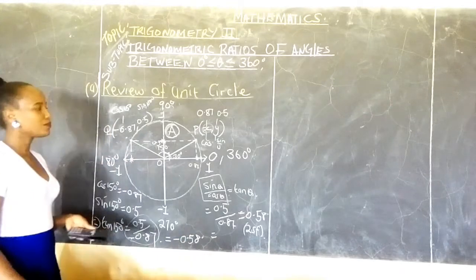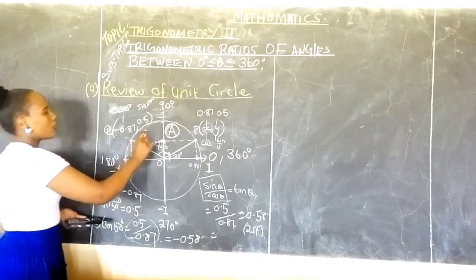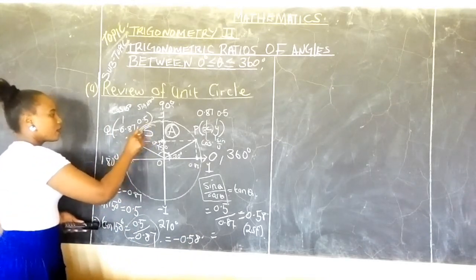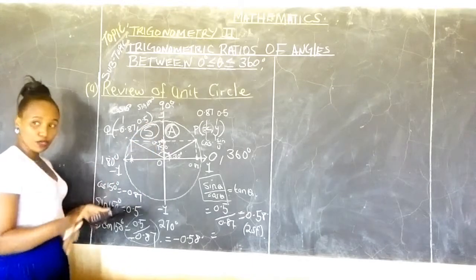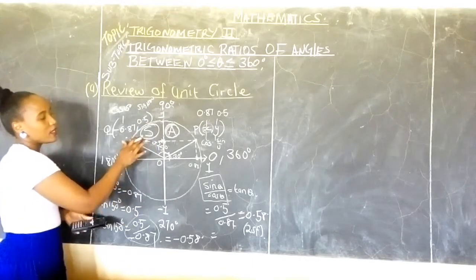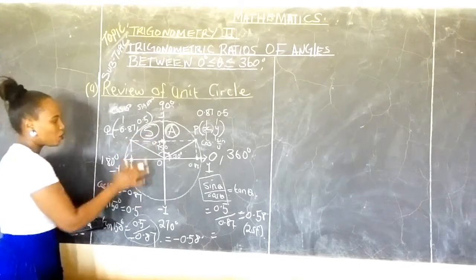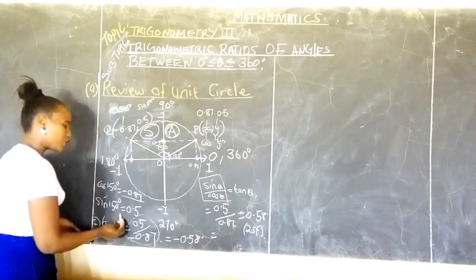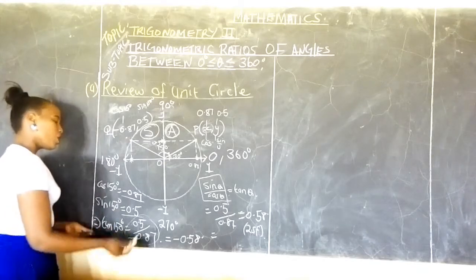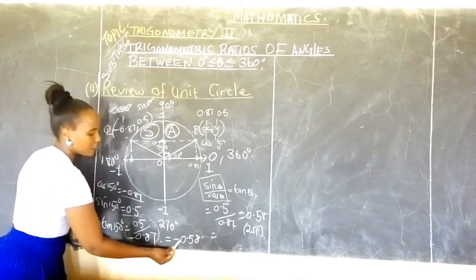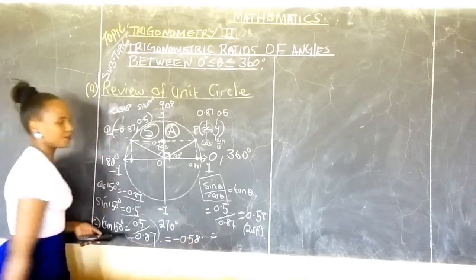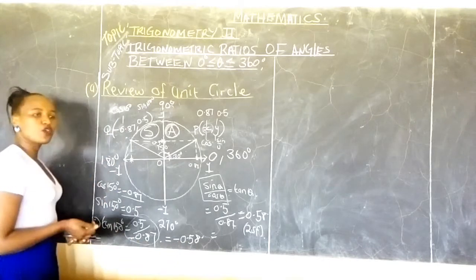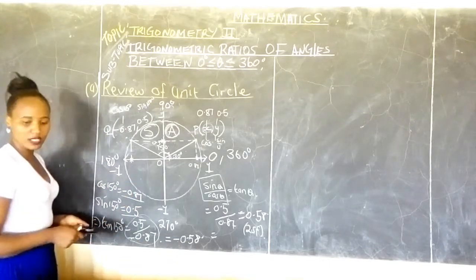0.5 divided by negative 0.87, we are going to get an approximate of negative 0.58. So it means that only the sine in this quadrant is positive, because cosine is negative 0.87, sine is positive 0.5. When you divide, you get negative 0.58. How about we consider the third quadrant?